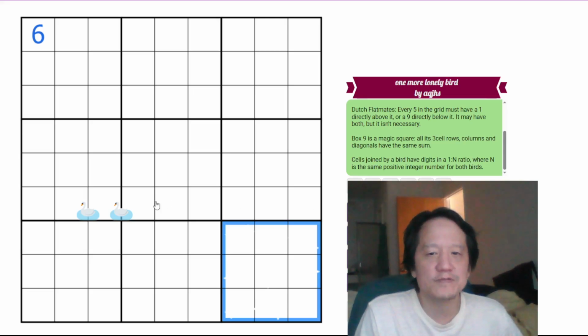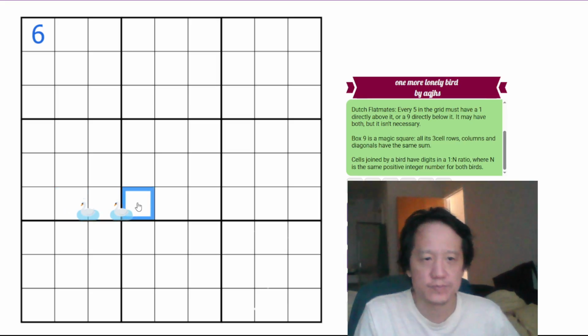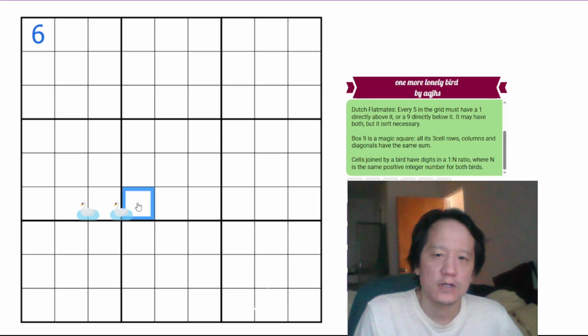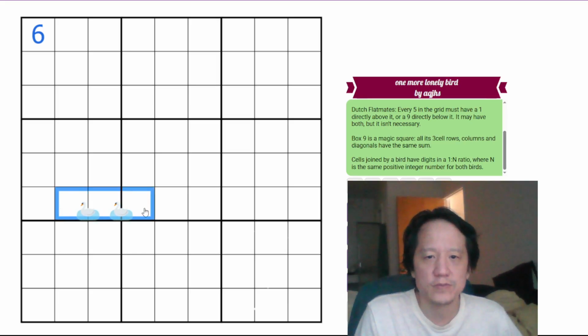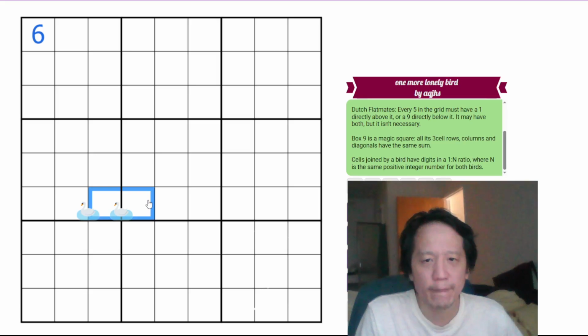We also have cells joined by a bird have digits in a 1 to n ratio, where n is the same positive integer for both birds. So that's actually pretty limited too. The ratio between these two digits must be the same as the ratio between these two digits. That's all we know. And those are all the rules.